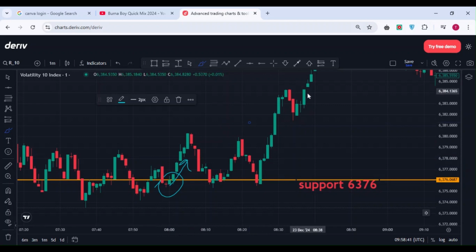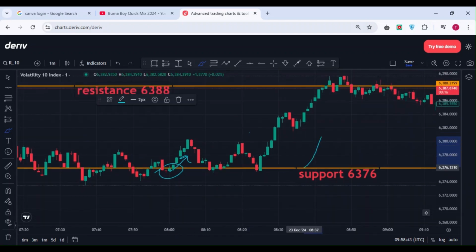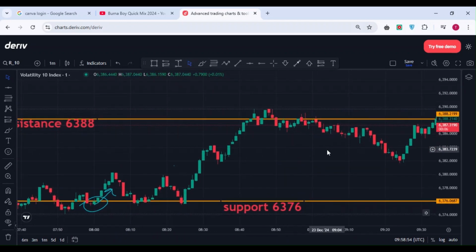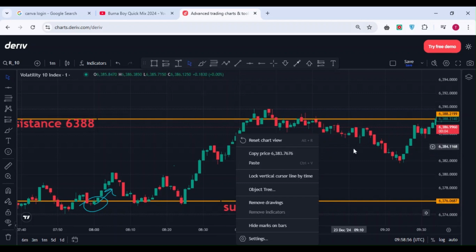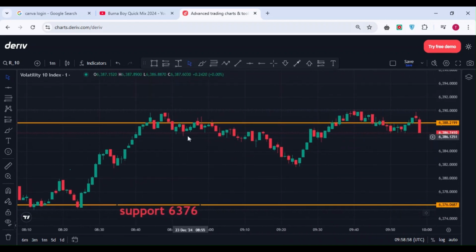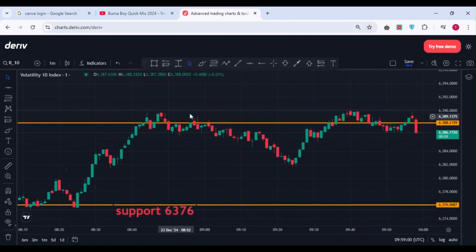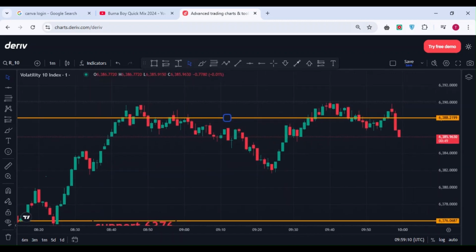Then near the resistance, what do we see? We see a lot of bearish pin bars. So it confirms to you that this is a clear resistance zone. Very good pin bars, and you can see this is a pin bar, and this one shows you a good rejection, showing a potential bearish trend.